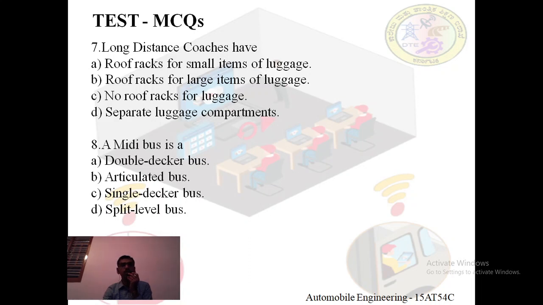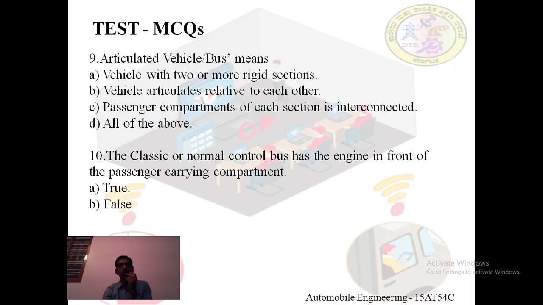Long distance coaches. Minibus is a double decker bus, articulated bus, single decker bus, or split level bus. Articulated vehicle bus means a vehicle with two or more rigid sections, a vehicle articulated relative to each other, where the passenger compartment of the sections is interconnected. All of the above. The classic or normal control bus has the engine in front of the passenger carrying compartment. True or false?